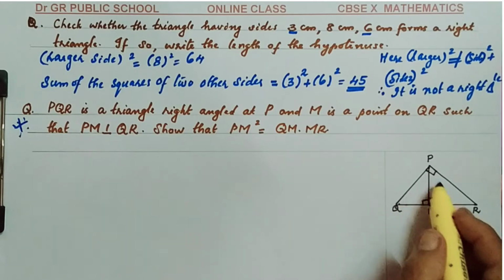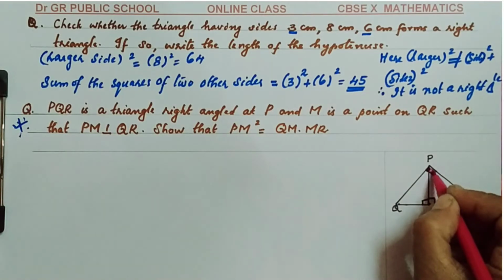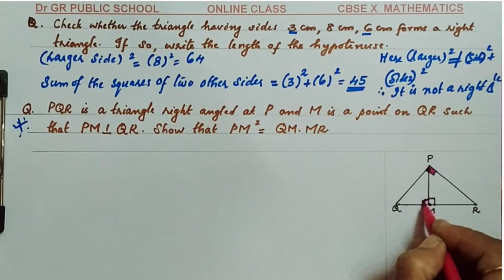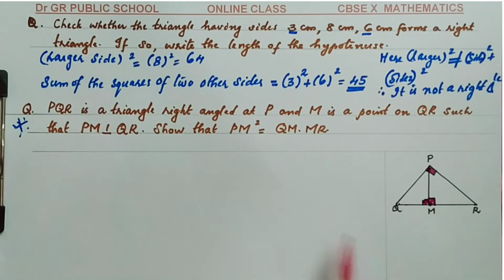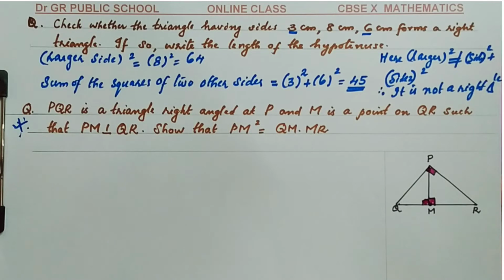PQR is a triangle, right angled at P. So the right angle is at the point P. M is a point on QR such that PM is perpendicular to QR. These two are perpendiculars. We are asked to show that PM square equals QM into MR. Okay. First of all, try to remember one thing.